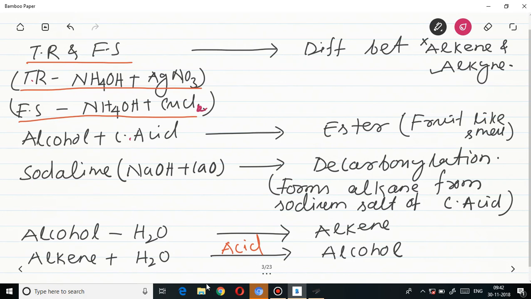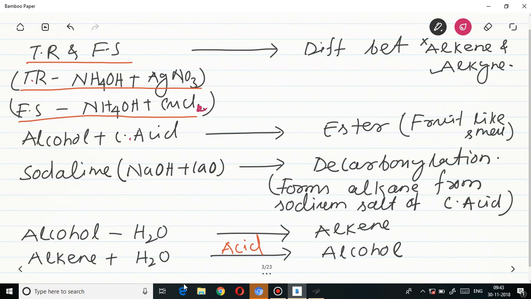Now another reagent is what? Soda lime. So soda lime is what? Sodium hydroxide plus calcium oxide. This reagent is used for decarboxylation. So what is decarboxylation? It means removal of carbon dioxide. And this is a very useful reagent for preparation of alkane from sodium salt of carboxylic acid.